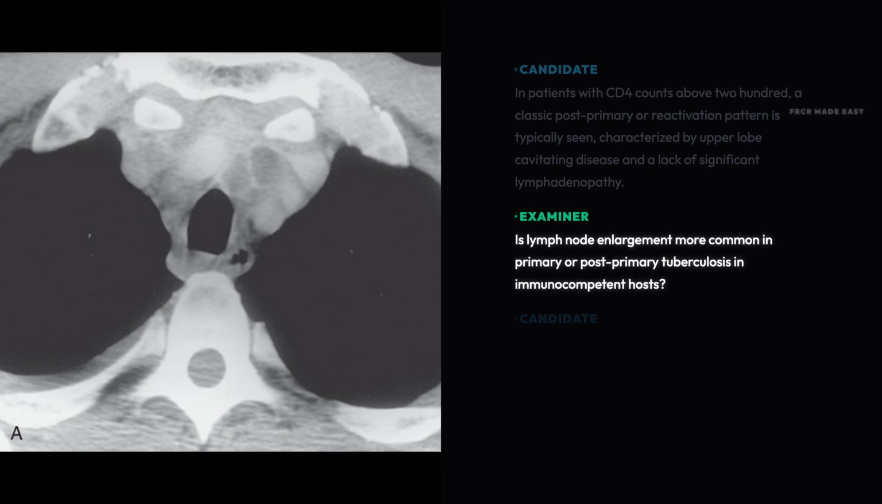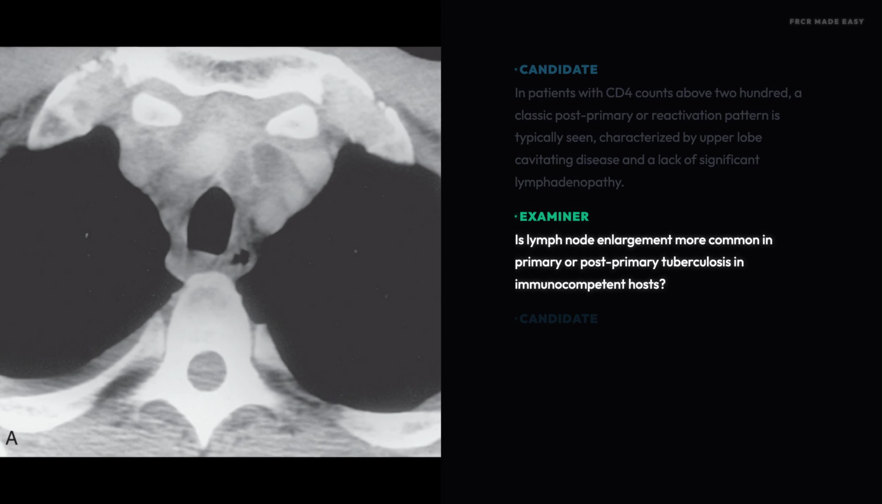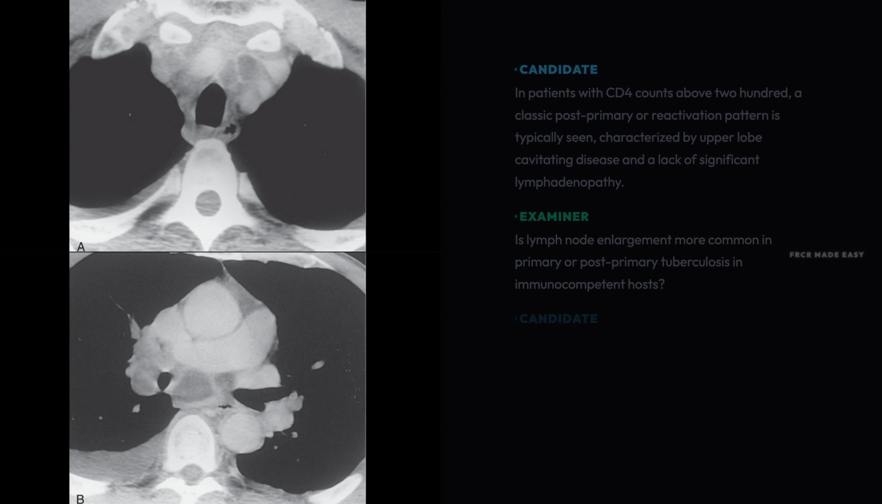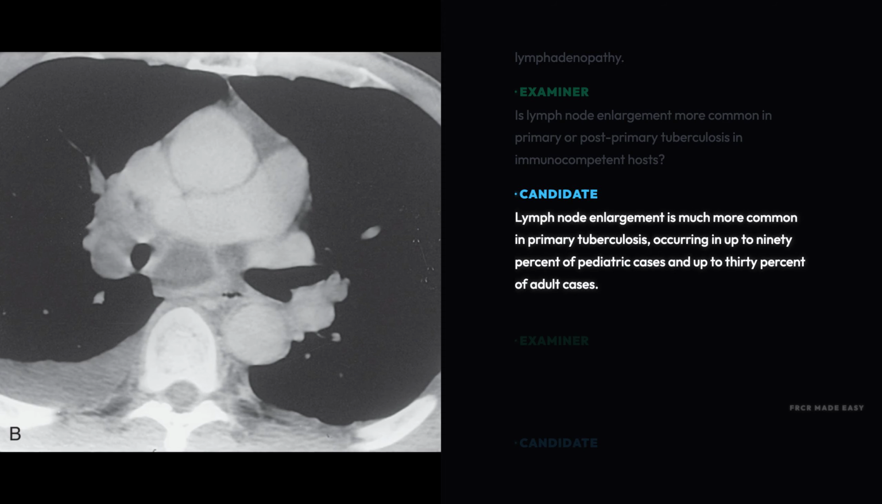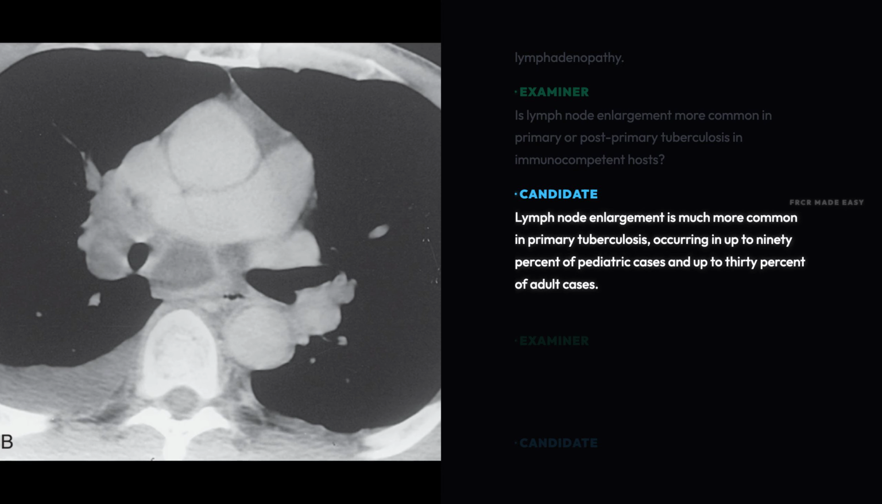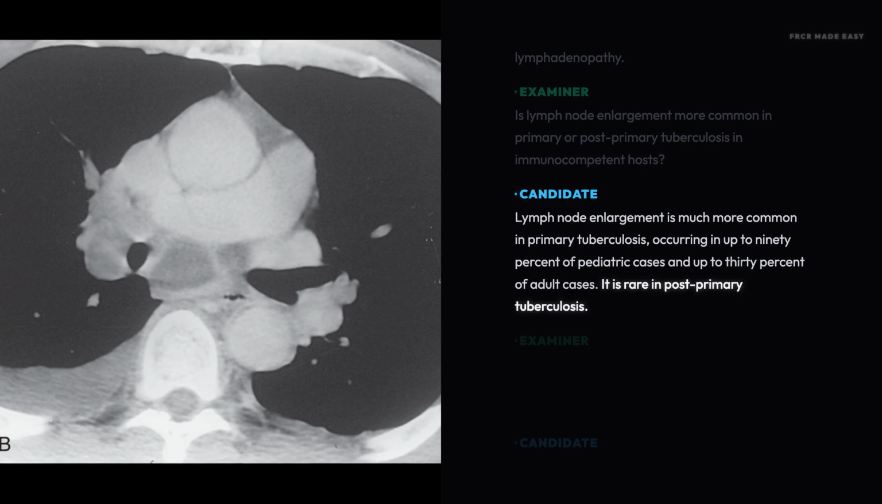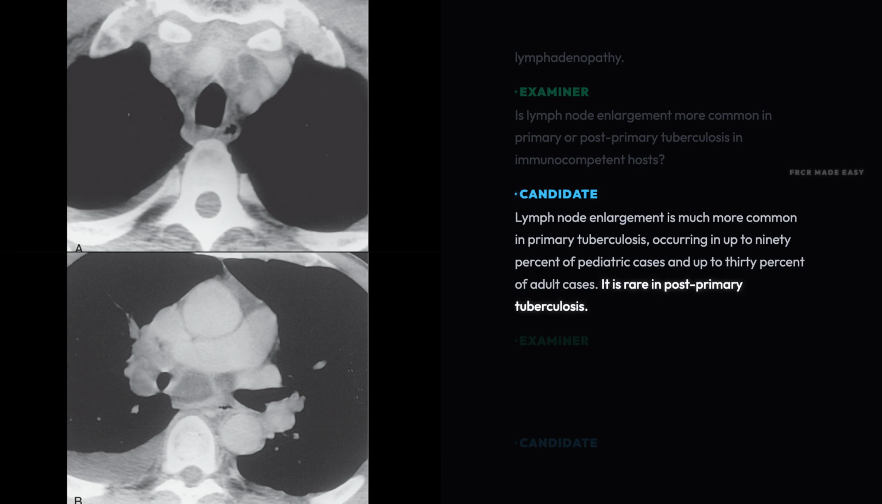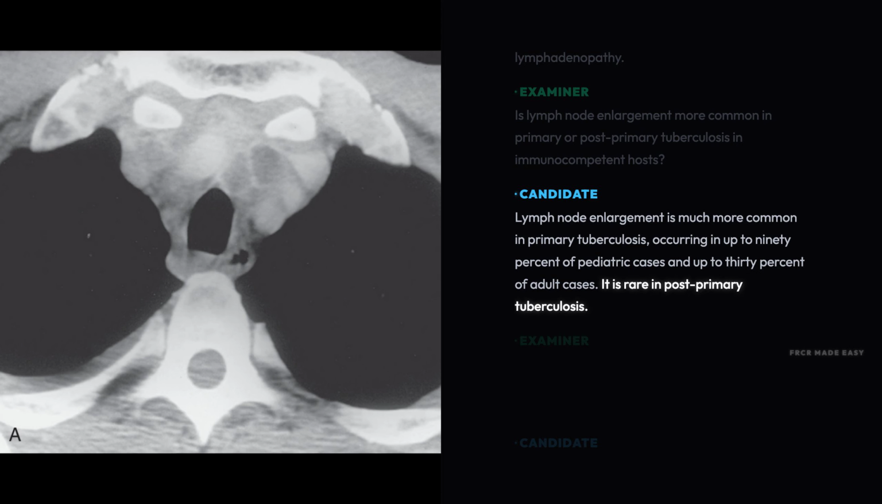Is lymph node enlargement more common in primary or post-primary tuberculosis in immunocompetent hosts? Lymph node enlargement is much more common in primary tuberculosis, occurring in up to 90% of pediatric cases and up to 30% of adult cases. It is rare in post-primary tuberculosis.